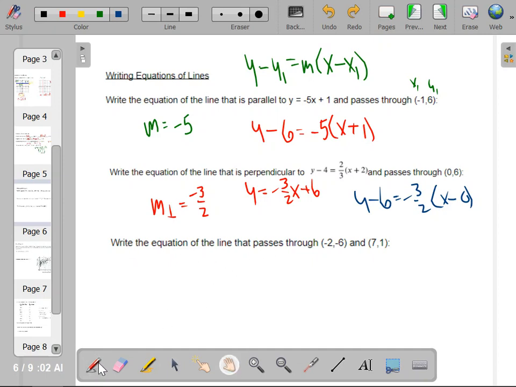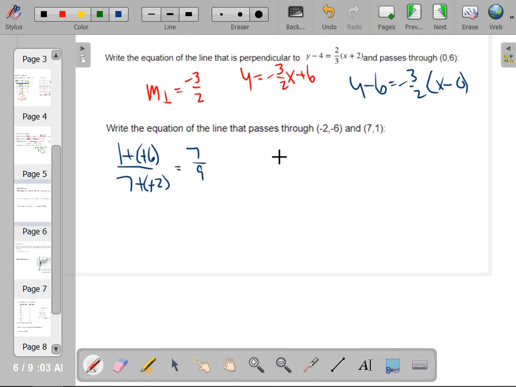And the last one says write the equation that passes through points. So you need to first find the slope. I'm going to do y2 minus y1 over x2 minus x1, and I get 7 over 9, because these end up being pluses. So 1 plus 6 is 7, 7 plus 2 is 9. Now I can pick either point. It doesn't matter which one you use. So I'll just use the first one first.